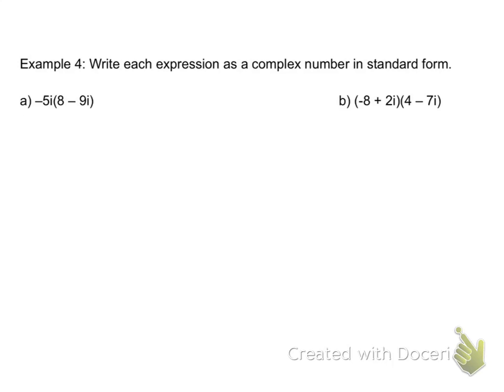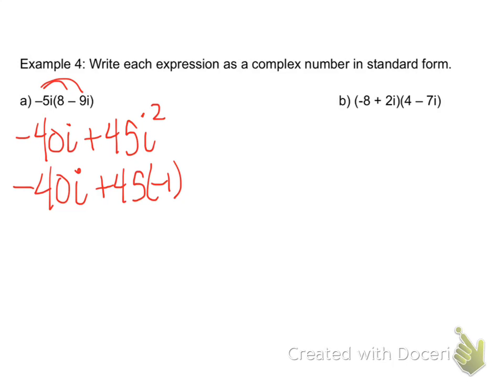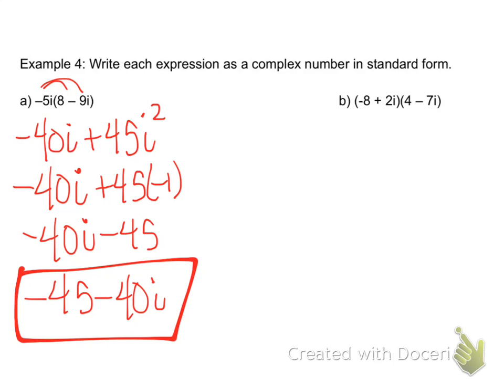Writing each expression as a complex number in standard form. The first thing we need to do is the same thing you would do if you had a variable. You're going to distribute. So negative 5i plus 8. We can multiply a real and imaginary part, we just can't add them. So this is negative 40i plus 45i squared. But remember, i squared is the same as negative 1. So we can replace that i squared with negative 1. We get negative 40i minus 45, but we need to write this in the standard form, which is the real part and the imaginary part, so negative 45 minus 40i.